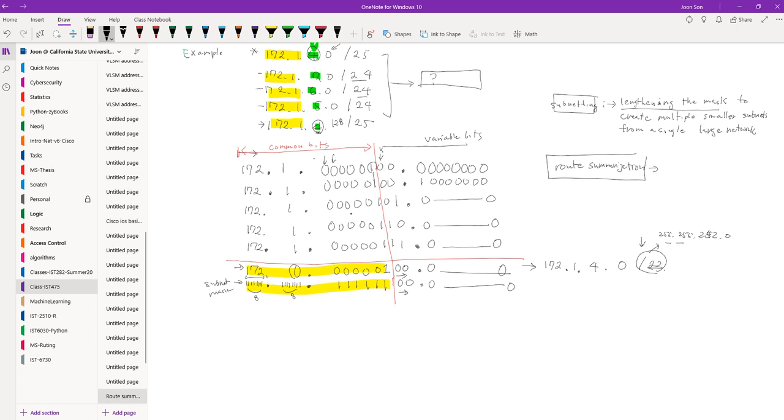So it's not lengthening, it's shortening, right? It's shortening the mask to include several smaller networks, right?